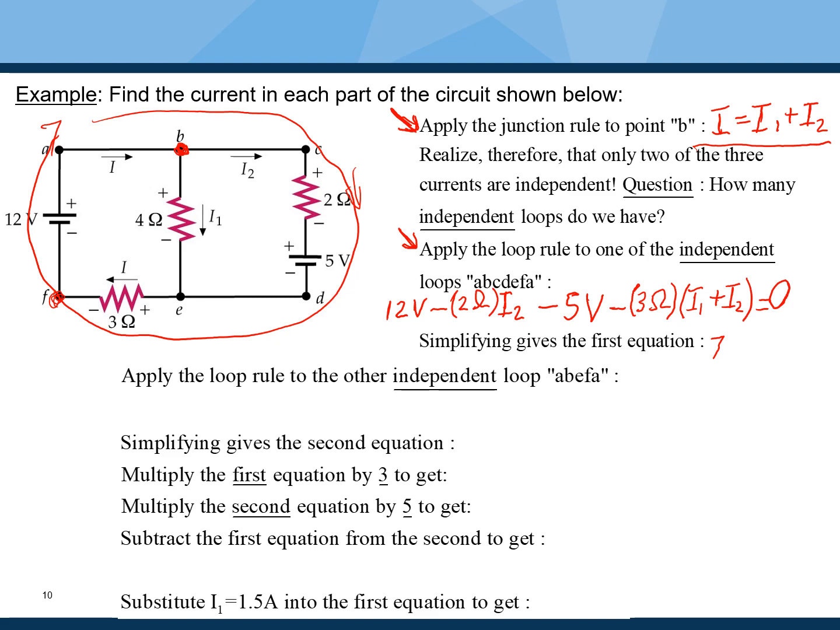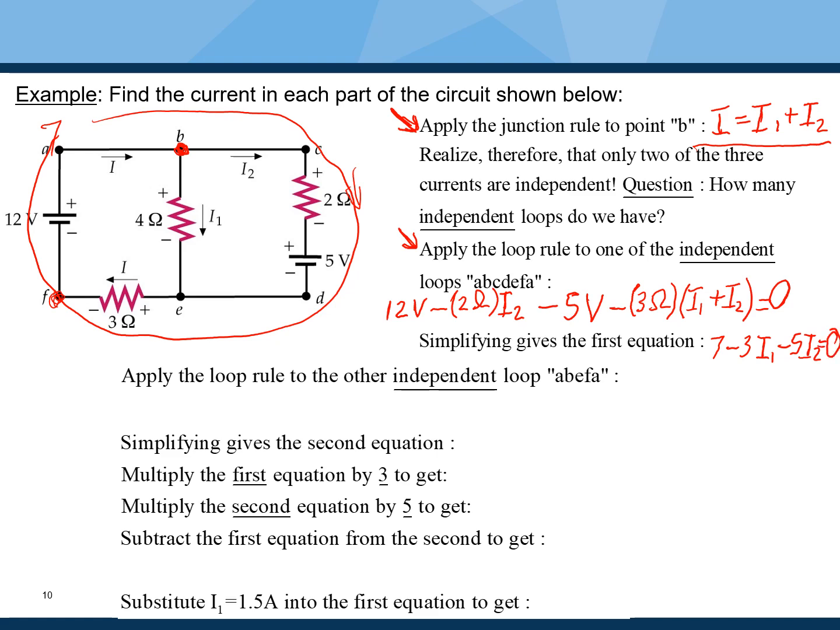Notice that in front of I1 we just have minus 3 ohms, so we put minus 3 I1. And then in front of I2 we have minus 2 ohms and minus 3 ohms. So that gives us a total of minus 5 ohms. So we put minus 5 times I2, and that is equal to 0.